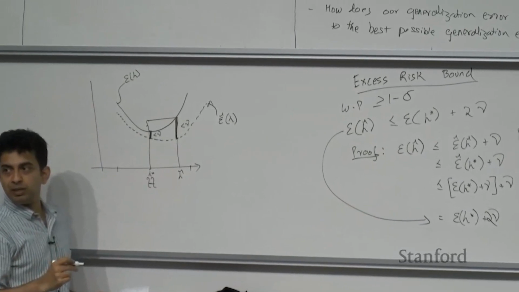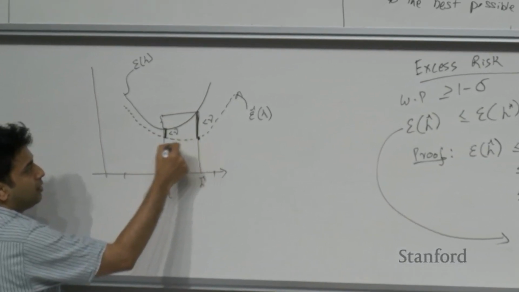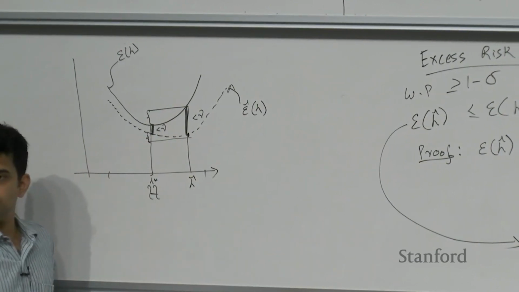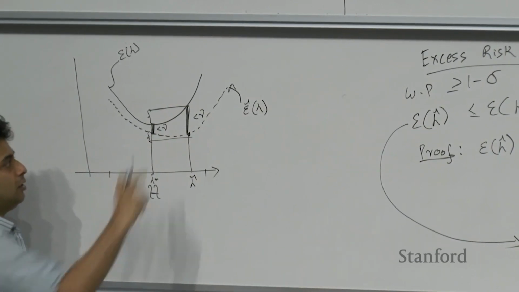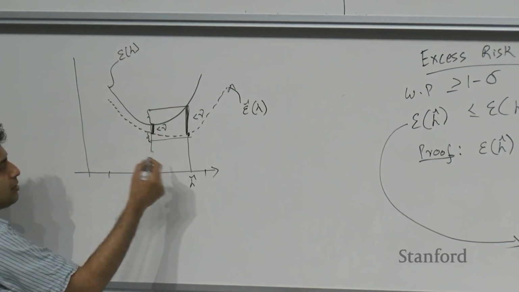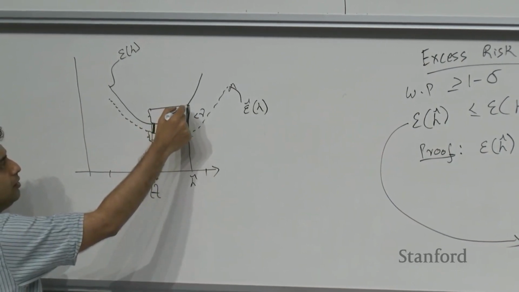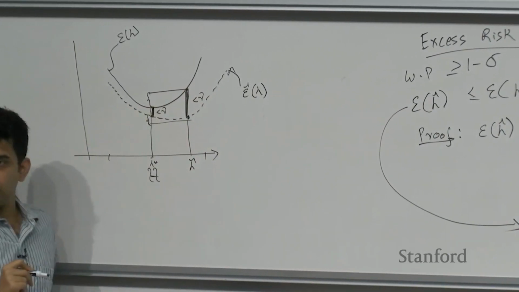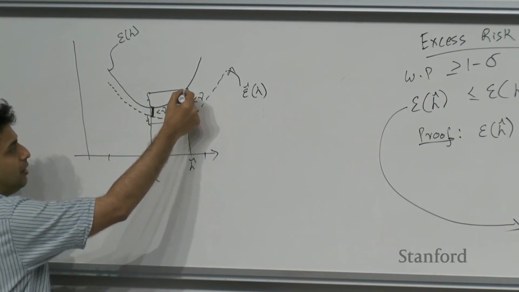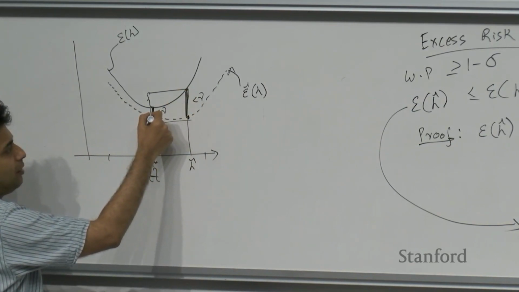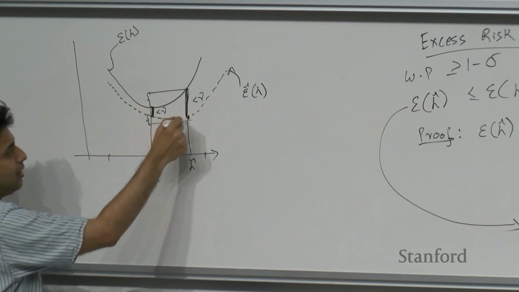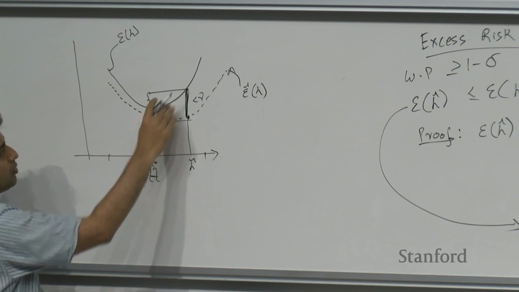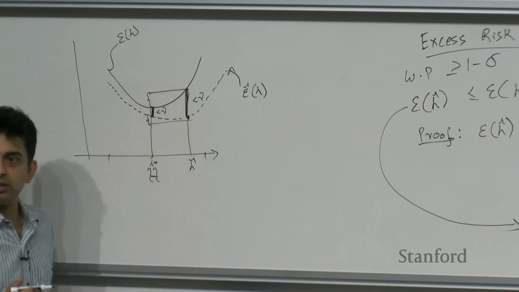And empirical risk minimization tells us this point is less than this point. So this basically allows us to order this point to be less than 2 gamma times this point, because this point cannot be more than gamma above here, and this cannot be more than gamma below here. So at most the gap between these two is 2 gamma.